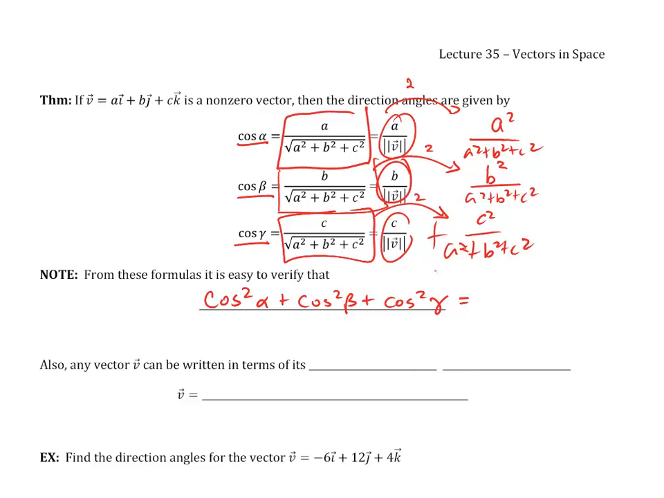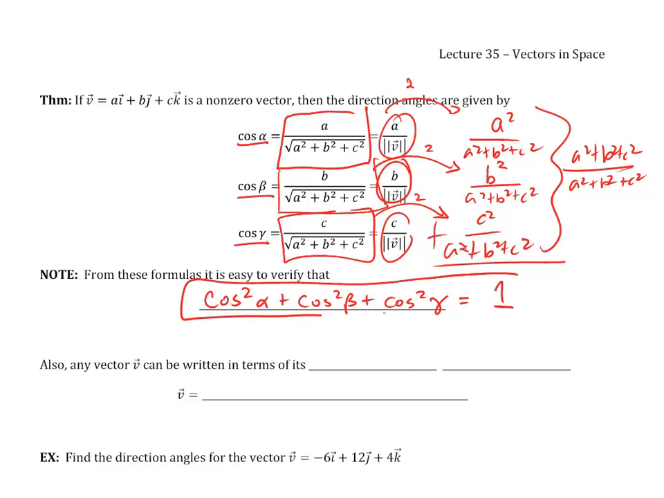If you add all those three up, you get on the numerator a squared plus b squared plus c squared, because you just add the numerators. The denominator stays the same because they're common denominators. You get a squared plus b squared plus c squared over a squared plus b squared plus c squared, which means the square of cosine alpha plus the square of cosine beta plus the square of cosine gamma is 1. Anytime alpha, beta, gamma are direction angles, this formula will always hold.